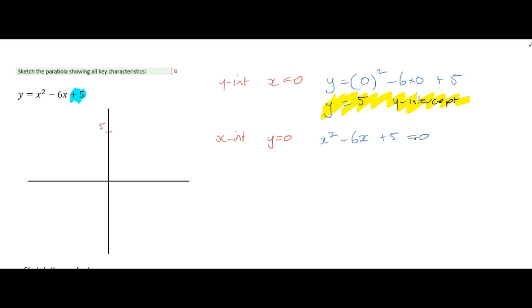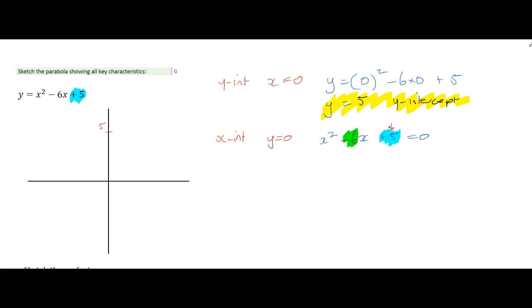Okay, so remembering how to factorise these, we need factors of positive 5 that add up to negative 6. Okay, so let's look at some factors of positive 5.